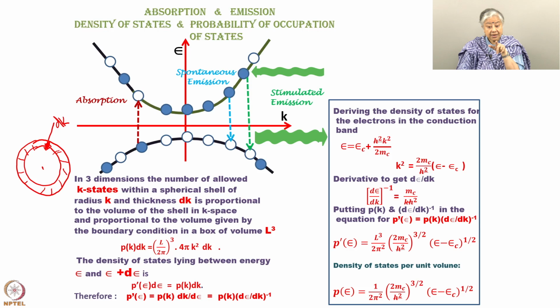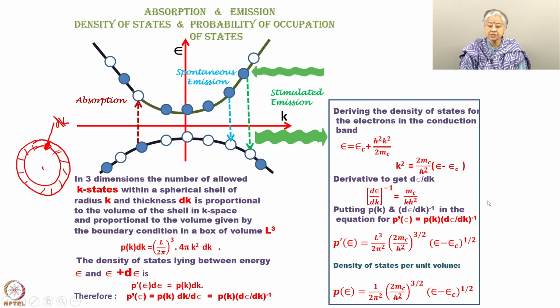But then the actual density of states per unit volume, that is what we are looking for. We described k in terms of within a certain volume. You have just got to divide by that volume factor. That means I have just divided by L cube here, and this is my final density of states per unit volume.